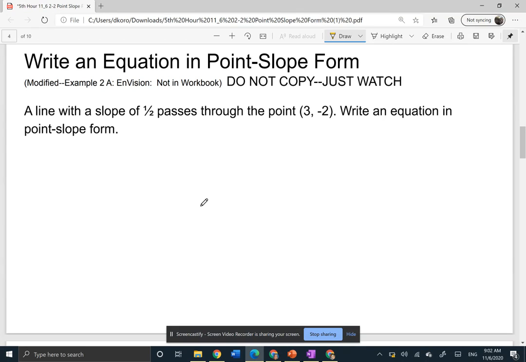This is a modified example 2A from Envision. This is not in your workbook. Do not copy, just watch. So I'm modifying Envision a little bit with our notes and everything, okay? So it is like 2A in Envision, but I am modifying it a little bit. Okay, this one's not in your workbook.